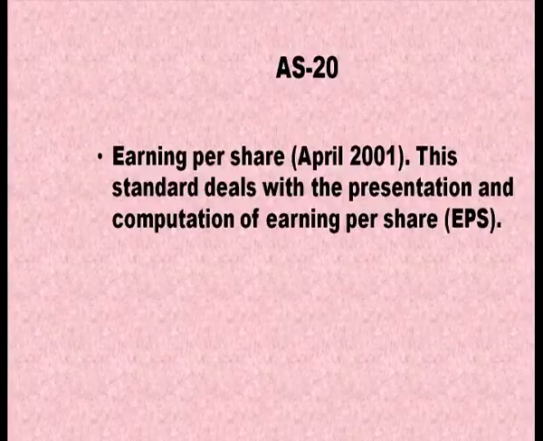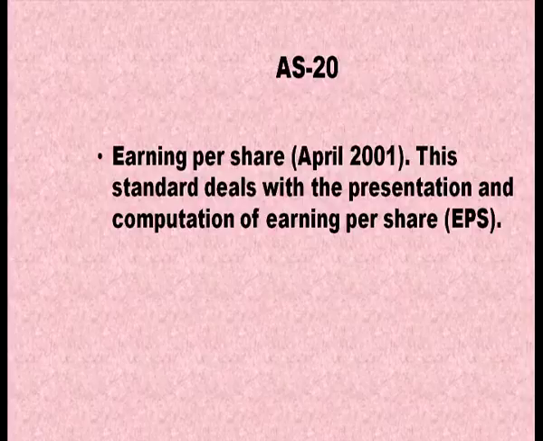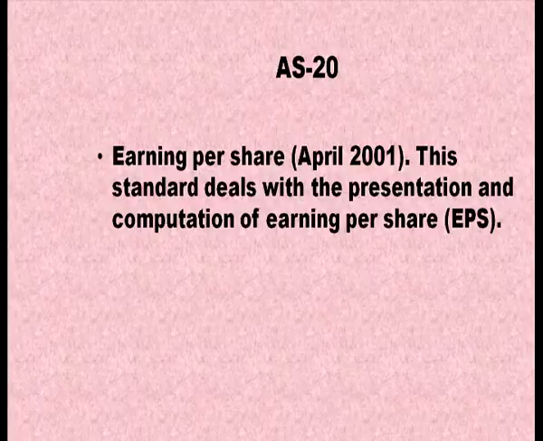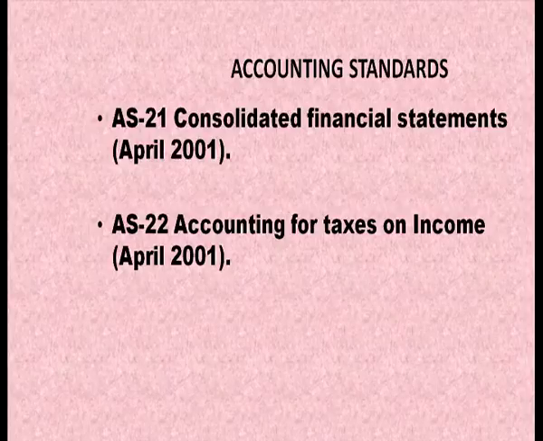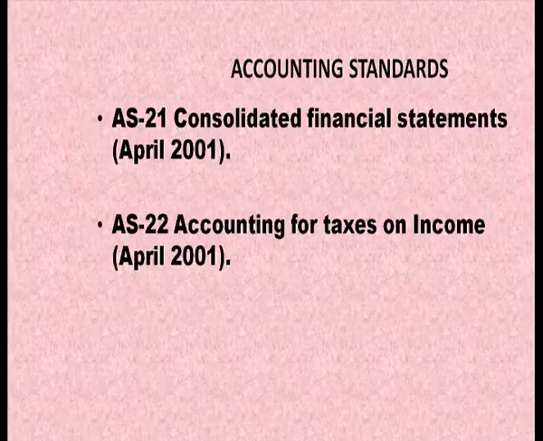Accounting Standard 20 is about earnings per share. This standard deals with the presentation and computation of earning per share. Accounting Standard 21 is about consolidated financial statements, and Accounting Standard 22 is about accounting for taxes on income.